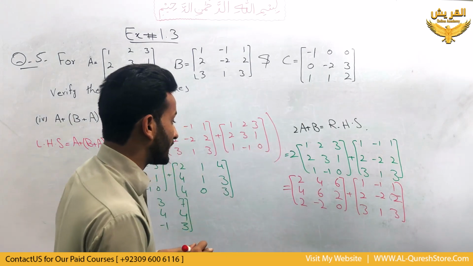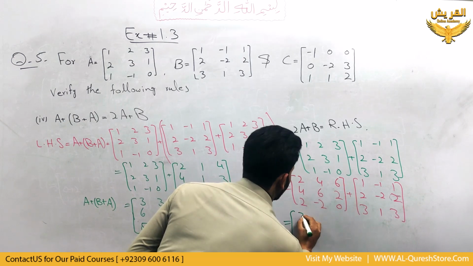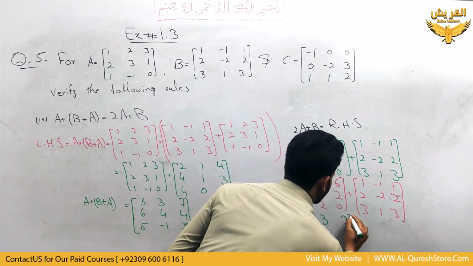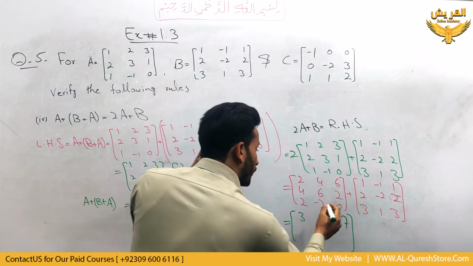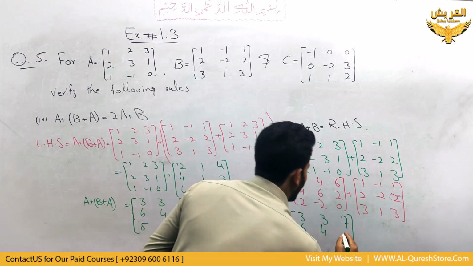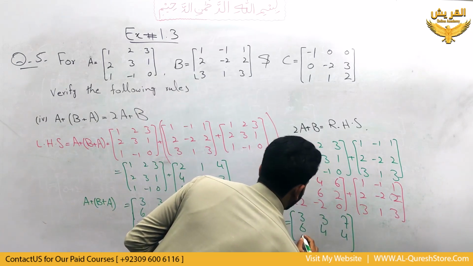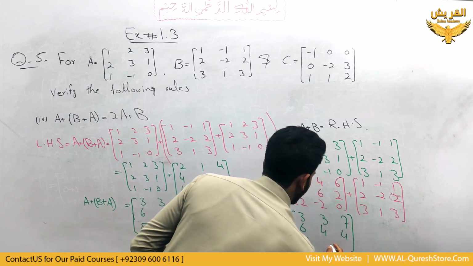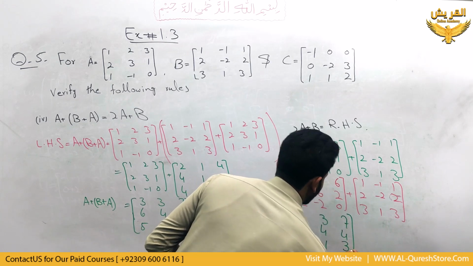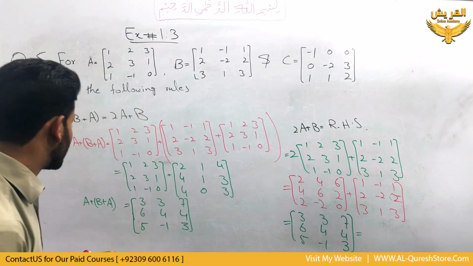By adding these two matrices, we can find here 2 plus 1, 3, 4 minus 1, 3, 6 plus 1 is equal to 7. For the second row, 4 plus 2, 6, 6 minus 2, 4 and 2 plus 2, 4. 2 plus 3, 5, minus 2 plus 1, minus 1, 0 plus 3, 3. This is equal to the right hand side of the question.